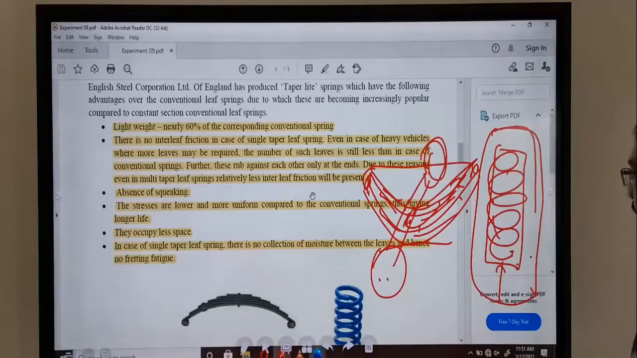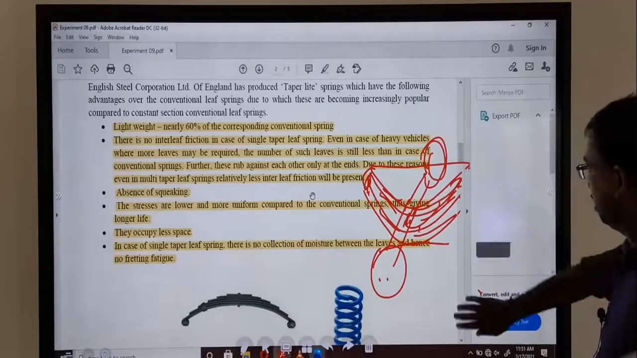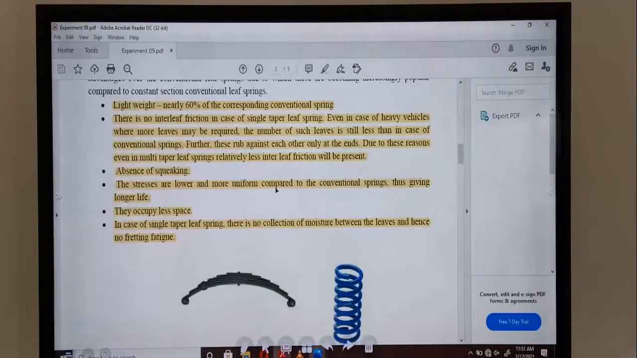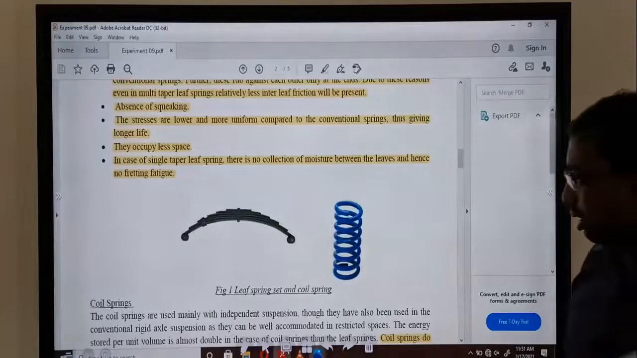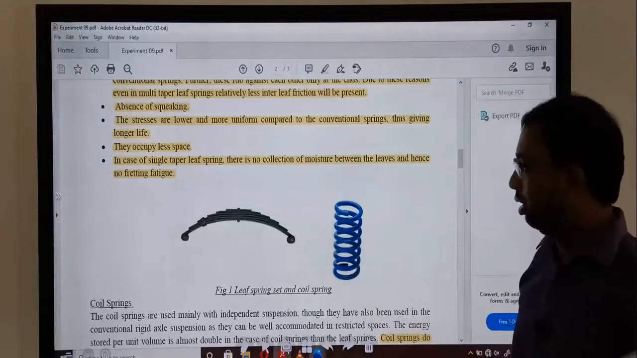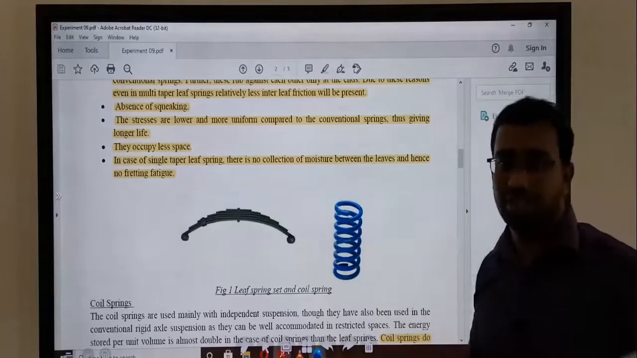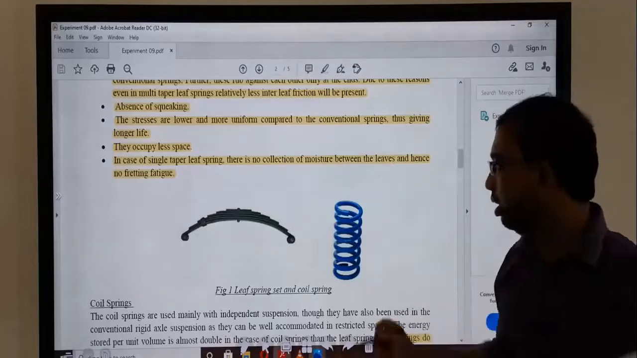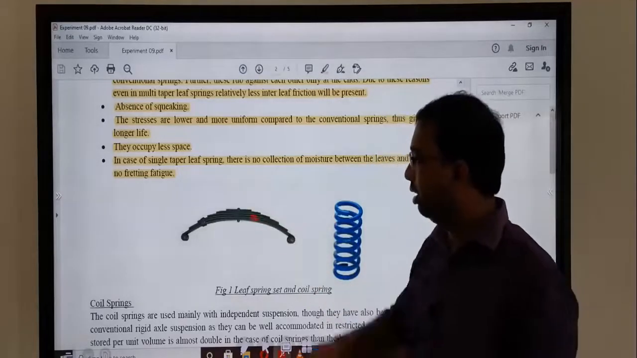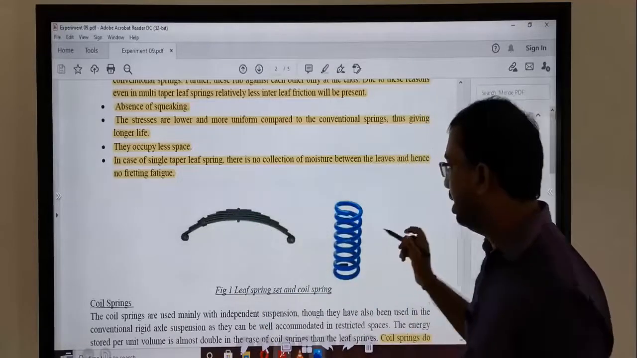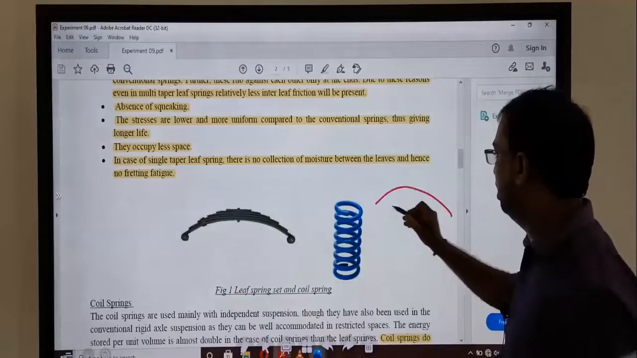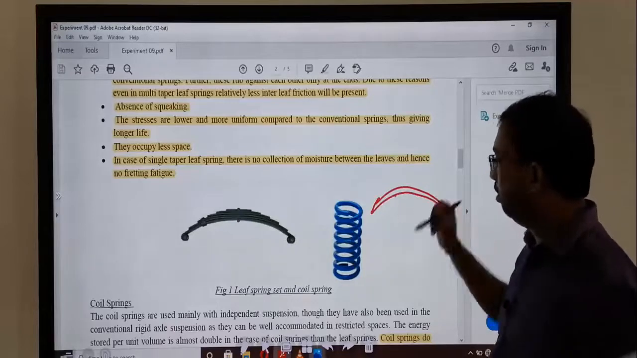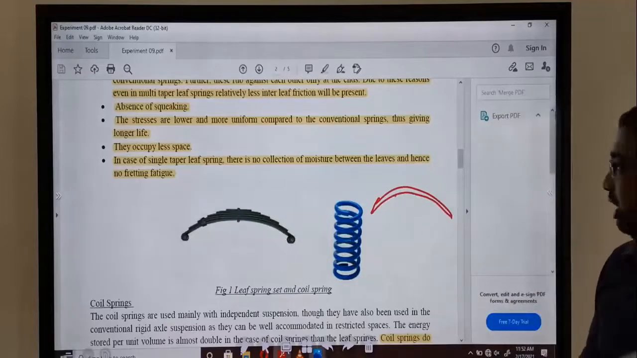This is a leaf spring and coil. So that means no collection of moisture. Moisture means wetness, symptoms of some water drops. This is a multi leaf spring; there are a lot of leaves. The single taper leaf spring means only one leaf. Here, because it is fully open, there is no collection of moisture.